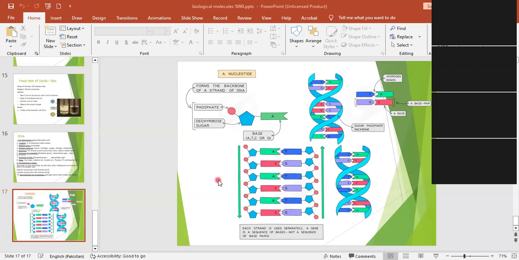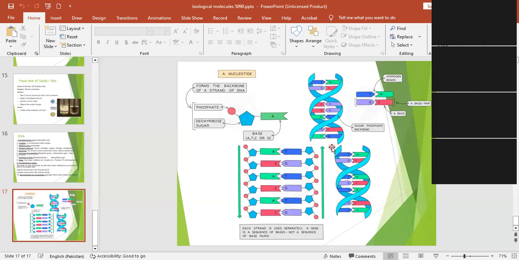ठीक है. This is how. And when they are bound with each other, ठीक है, on the strand, this actually gives a double helix structure. What are these nucleotides forming? ये बना क्या रहे हैं? They are actually making a sequence, a code. हम कहते हैं ना code of life.